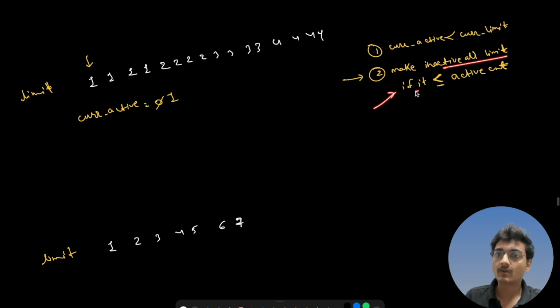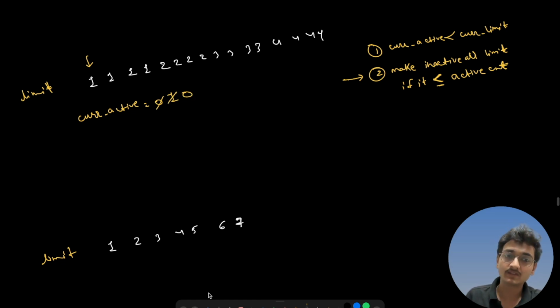Make inactive all limits if they are less than or equal to the active count. What is my active count? My active count is 1. So what I need to do is make all of the limits which are equal to 1 inactive. So I will make this inactive, and my active count will become 0.